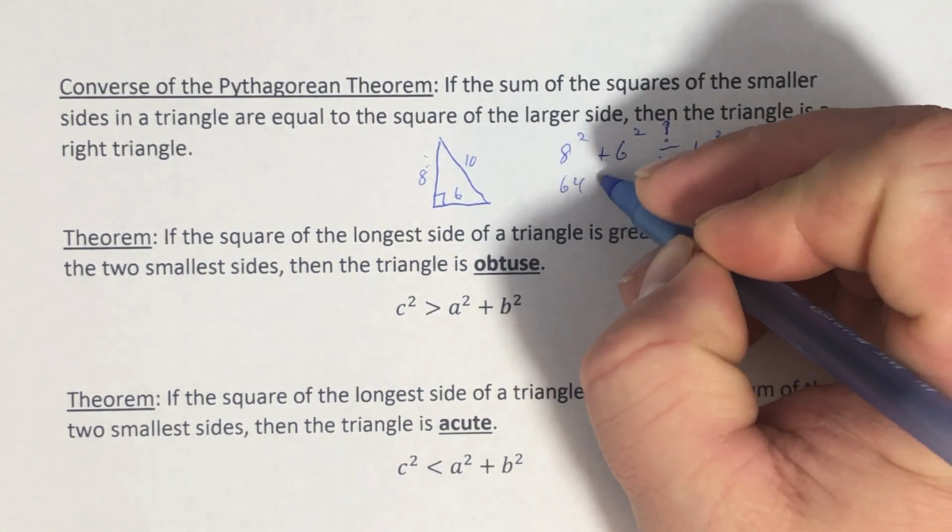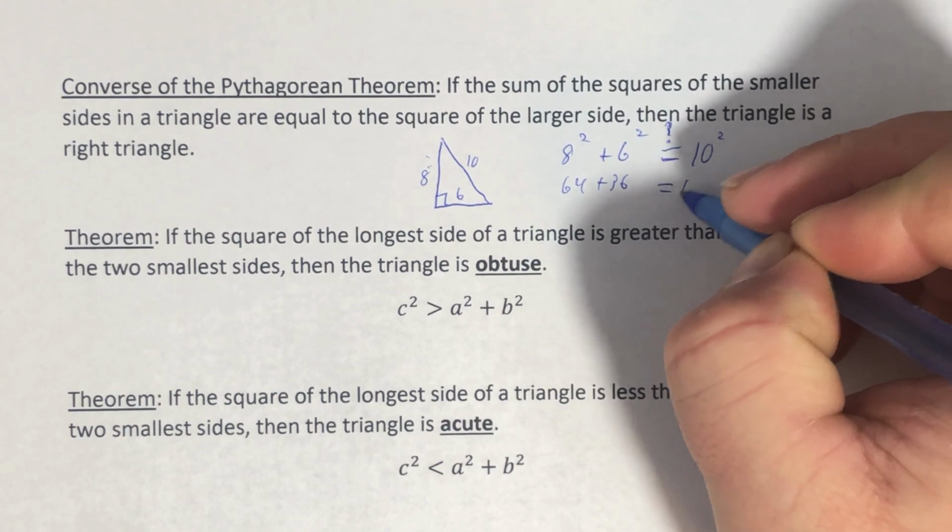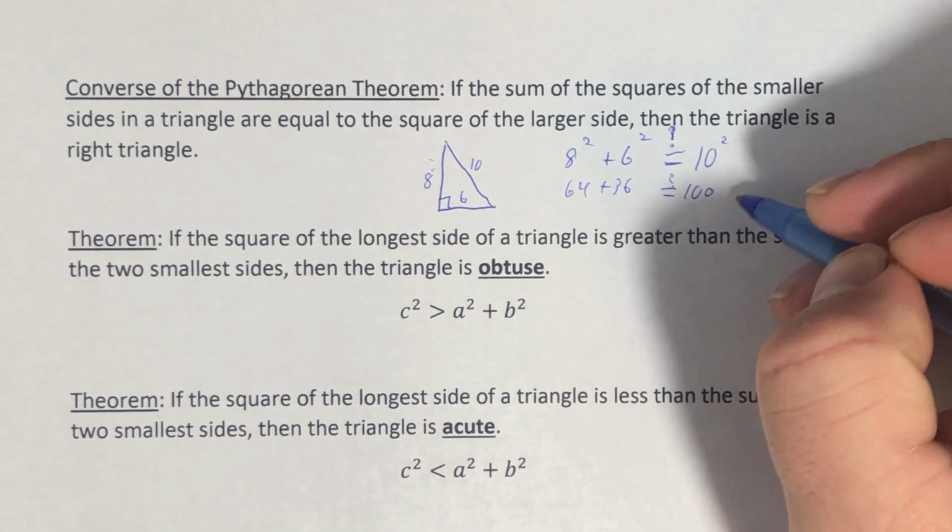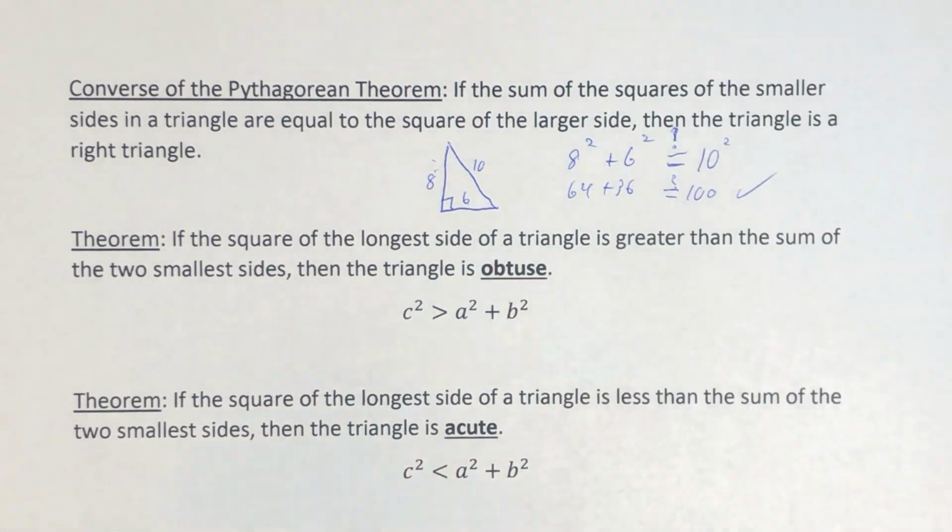So here I'd get 64 plus 36 equals 100. That is in fact true. So I could say with certainty that this is a right triangle.